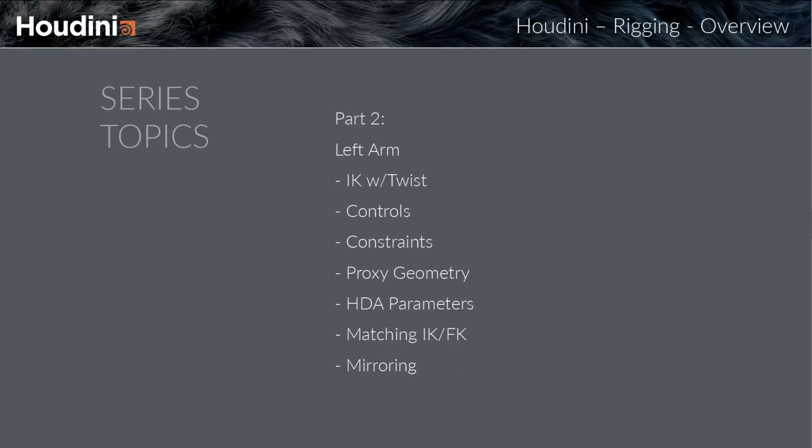In part 2, we'll look at the left arm. We'll be using an IK with twist. We'll make some controls, constraints. We'll create proxy geometry. We'll make our HDA parameters. We'll look at matching IK and FK, and we'll mirror the arm.